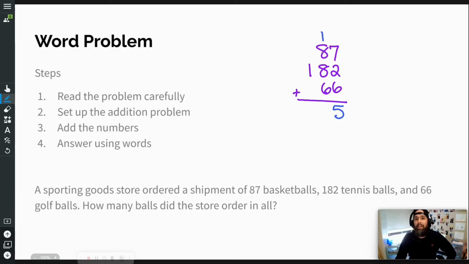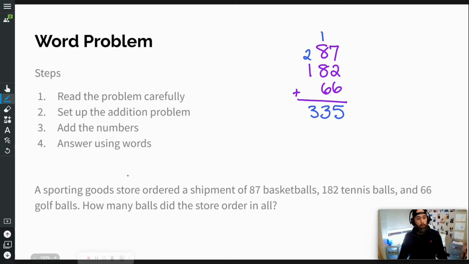1 plus 8 is 9. 9 plus 8 is 17. 17 plus 6 is 23. Write out your 3, carry the 2. 2 plus 1 is 3, and you end up with 335.